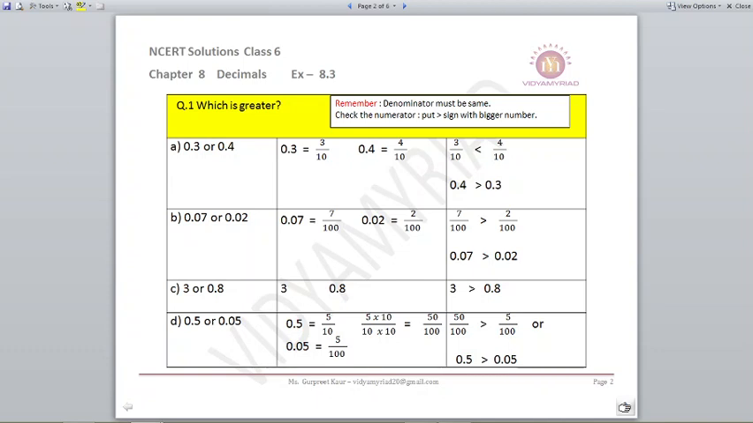C part, 3 or 0.8. Now 3 is a whole number, the other one is a decimal. It is very clear that 3 is greater than 0.8.